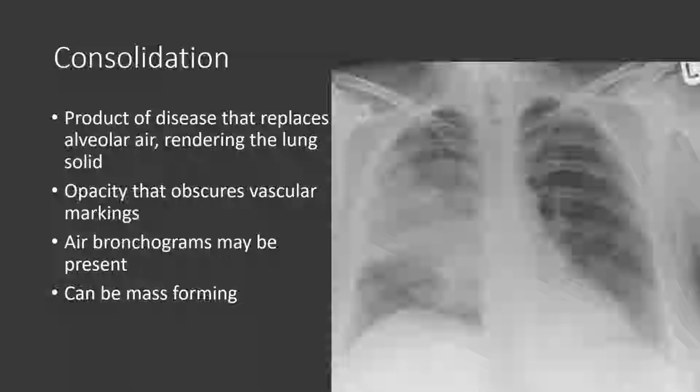This is the result of a disease that replaces air within the lung with some product of disease, such as blood, pus, water, cells, that then renders the lung solid. This will often obscure vascular markings on chest X-ray, and should the airways be patent, air bronchograms may be present. Sometimes consolidation can be mass-forming.